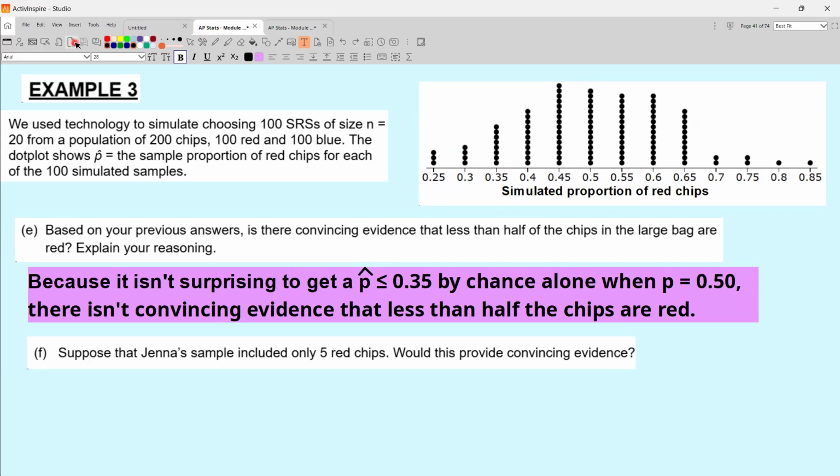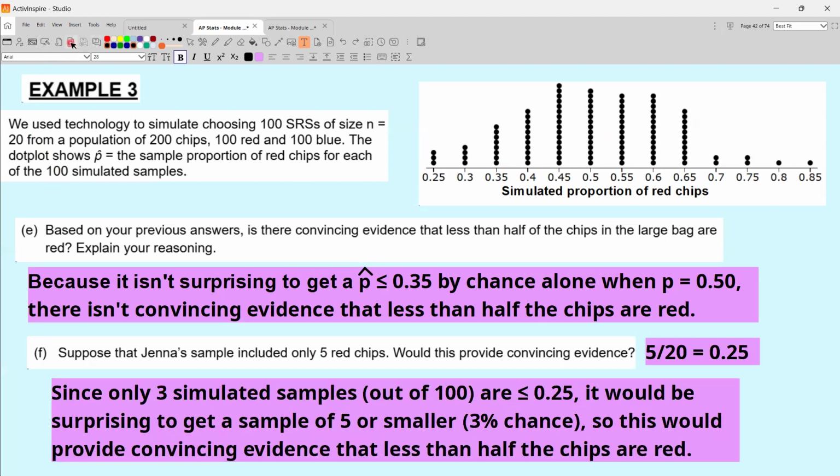Now, part F, suppose that Jenna's sample included only 5 red chips. Well, let's think about what 5 out of 20 is going to give you. That's going to be 25%. If you look on your graph here, we have 3 dots that are at 0.25. We don't have any that are less. So only 3 of those simulated samples out of 100 are less than or equal to 0.25. So that'd be a pretty surprising result to get a sample of 5 or smaller. That's 3% of those dots. So this would provide convincing evidence in this case that less than half of the chips are red.